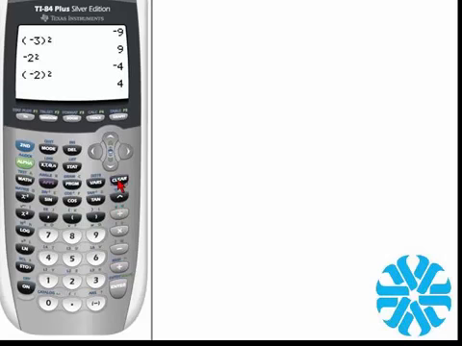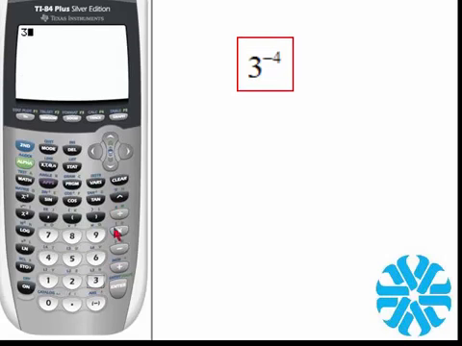For the next example, we're going to compute 3 raised to the -4th power. So we take 3, raise that to the -4th power, and you want to make sure that you don't use the subtraction key to represent the negative exponent. Make sure you use the negative key. Alright, so let's go ahead and hit enter to get our result.